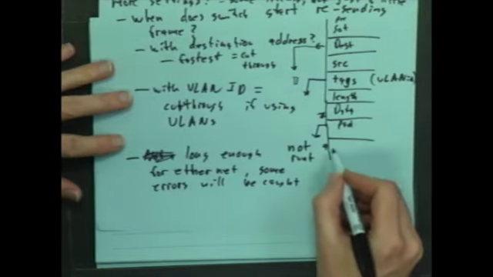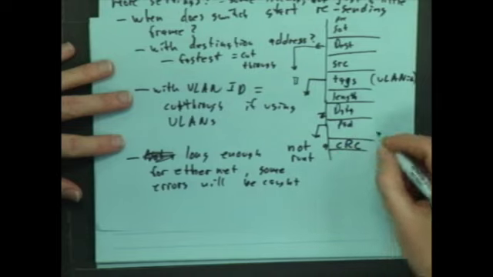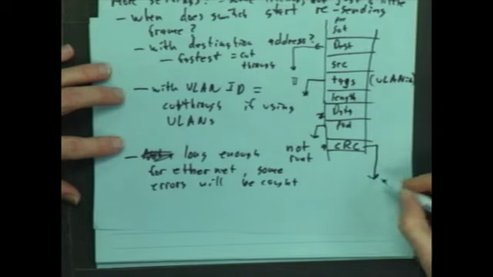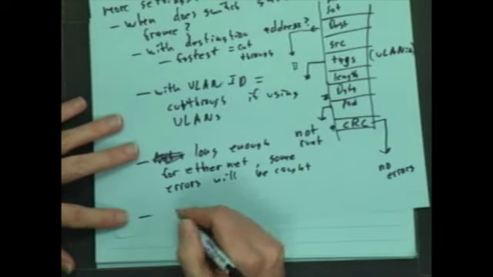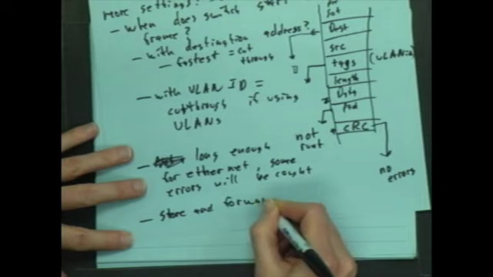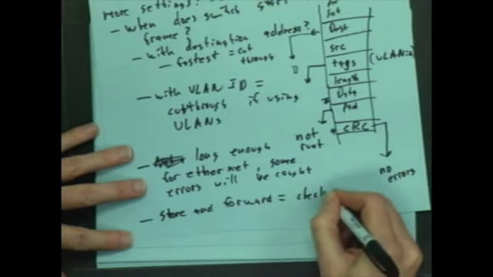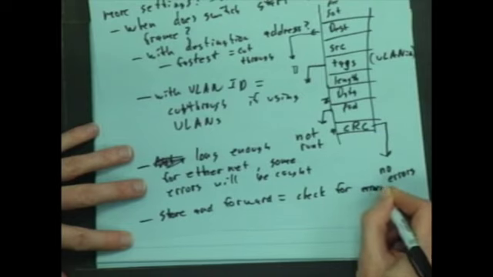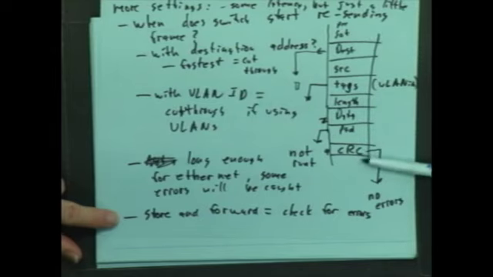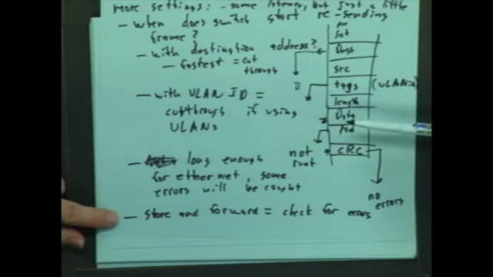The last thing we could do is cut through at the error checking field, that's the CRC. The last thing we might do is see if there's no errors in it. Long enough for Ethernet, there we go. The last thing we call this is store and forward. A store and forward mode of the switch means it's going to read the whole frame and make sure it's all there and it's all good before it forwards it to whoever the destination was.